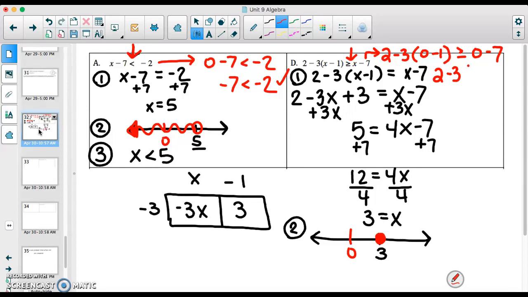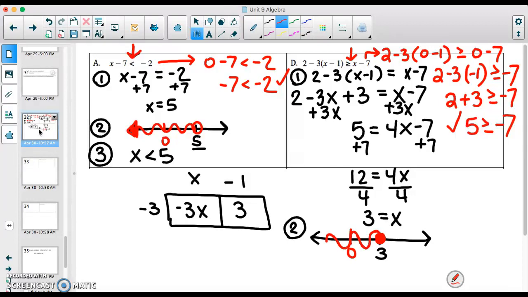2 minus 3 times negative 1. So negative 3 times negative 1 would give me a positive 3. So what I get is 5. 5 is greater than negative 7. That's definitely true. And so I would shade the portion of the number line with 0 because that gave me a true statement.